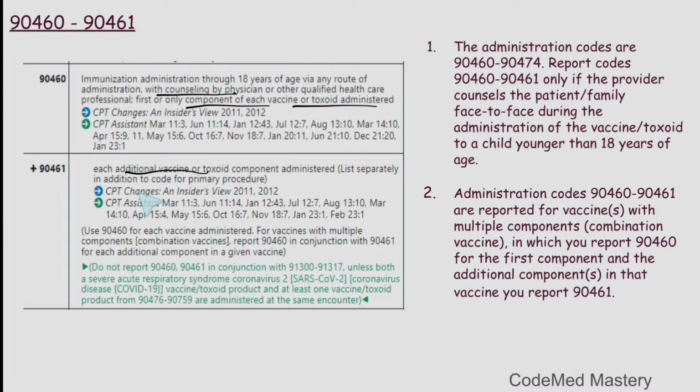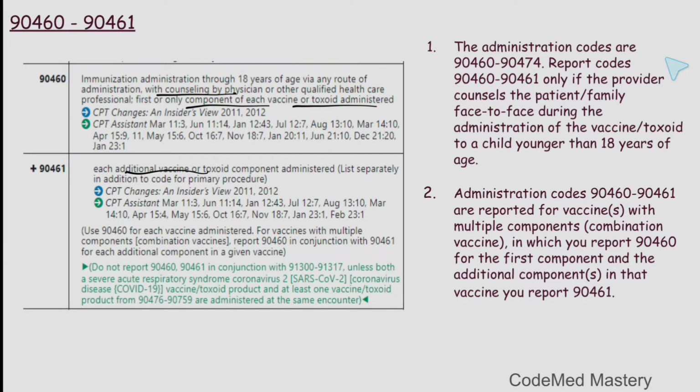So what is the guideline for these codes? So the guideline is that report codes 90460 and 90461 only if the provider counsels the patient or the family face to face during the administration of the vaccine or toxoid to a child younger than 18 years of age. That is, you have to report these two codes 90460 and 90461 only if the provider, that is the physician, is counseling the patient or the patient's family face to face during the administration.